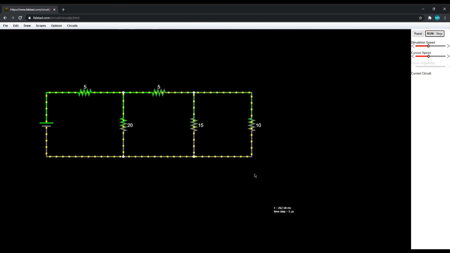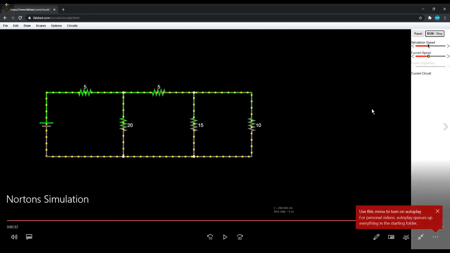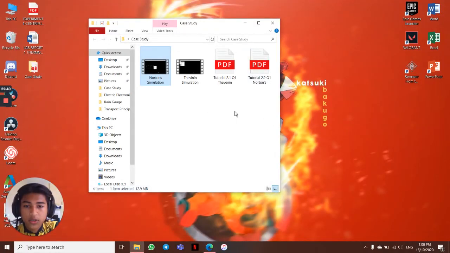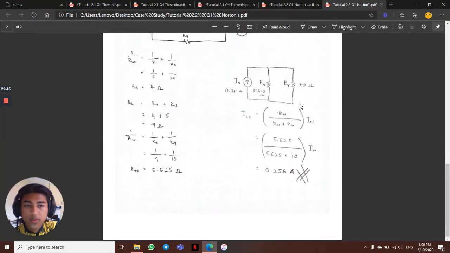I'll zoom in a little bit and click run, so you can click the current that we want to find, which is the terminal R5, and we'll get the current is 256 milliampere, just as we got in the calculation for the Norton's. Yes, 0.256 ampere. So that's all from me.